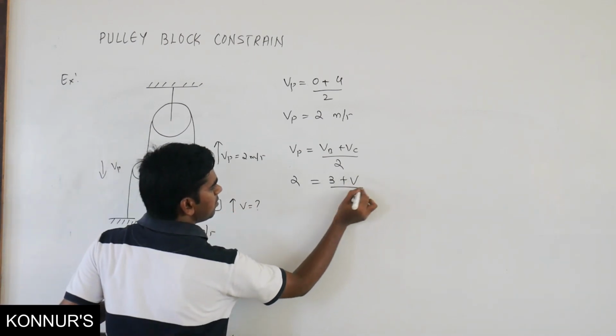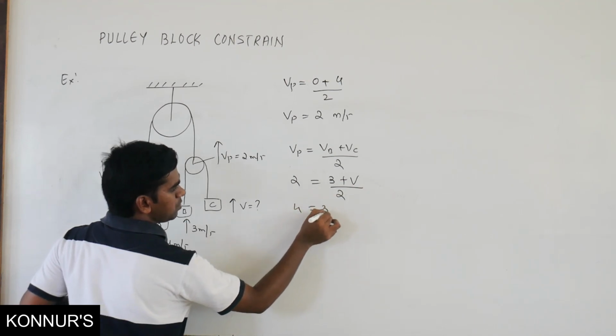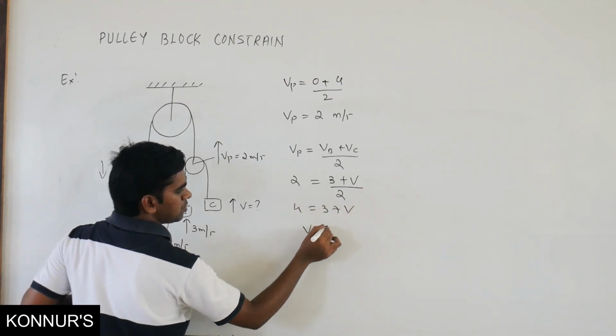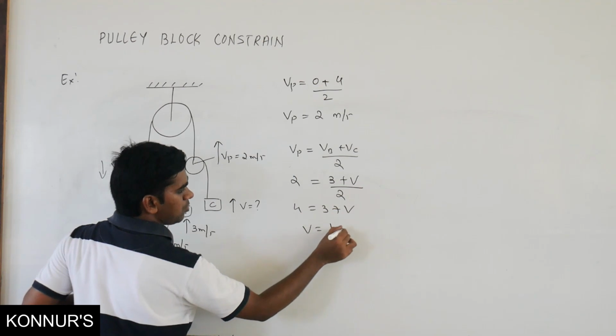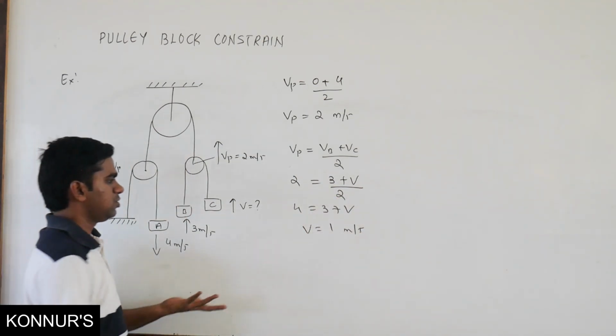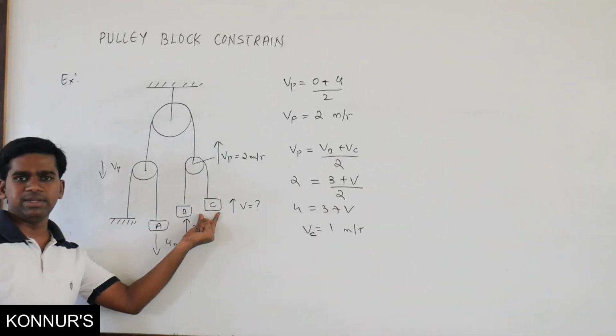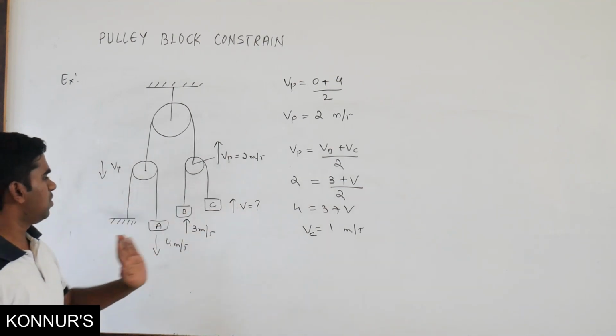This is V only divided by 2. So this will become 4 equals 3 plus V. So V equals 4 minus 3, which is 1 meter per second. Okay, so this is what you got directly: the velocity of block C. This is how we can solve it easily.